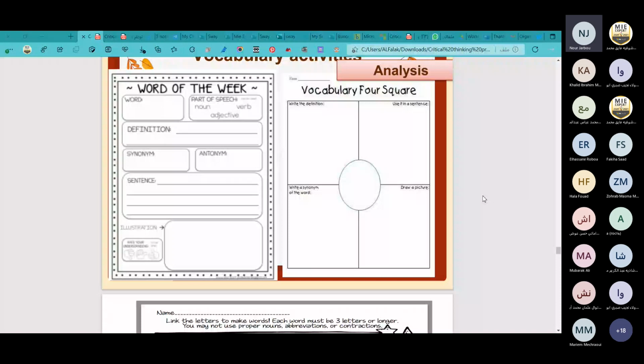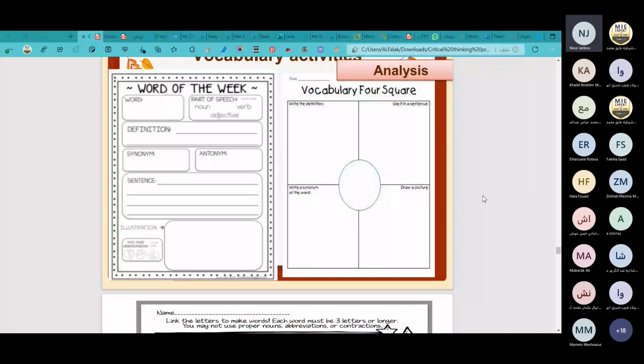We have also the next game or activity. It is called Boggle. Students can make many words from these letters. They can link the letters to make words. If they write, for example, a three-letter word, they get 1 point. If they have, for example, five-letter words, they get 3 points. So this is very interactive and challenging for the students, and they will like it a lot.